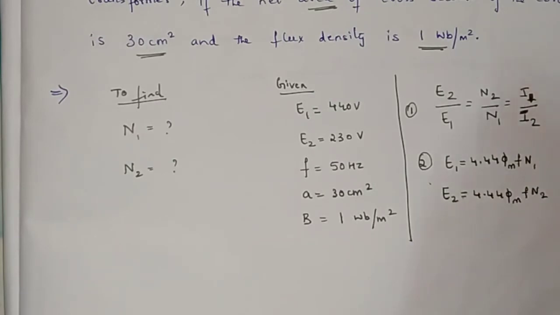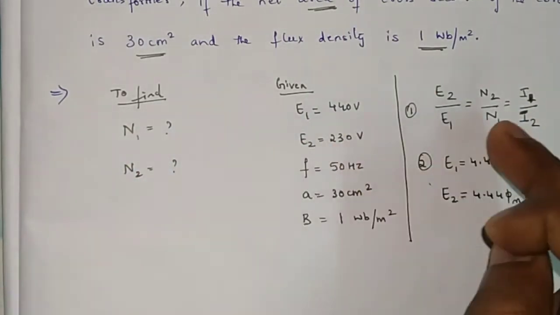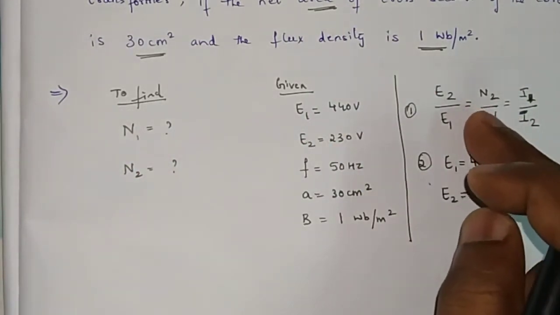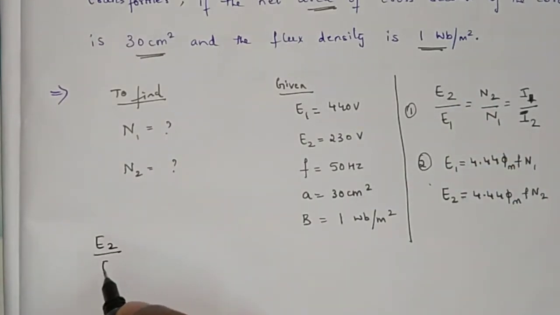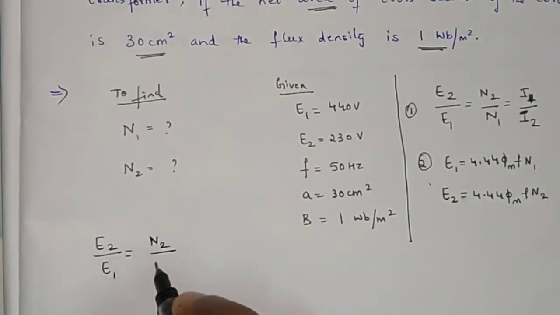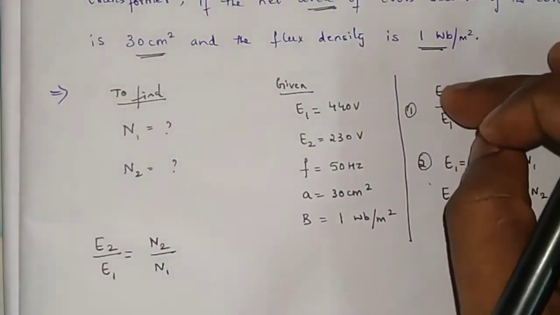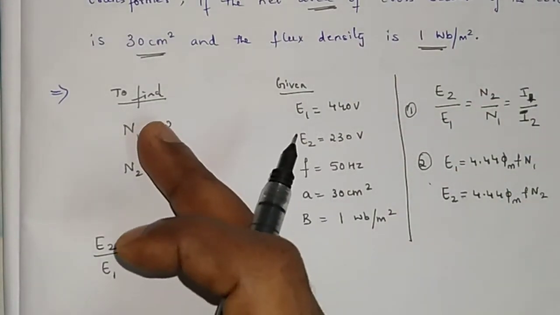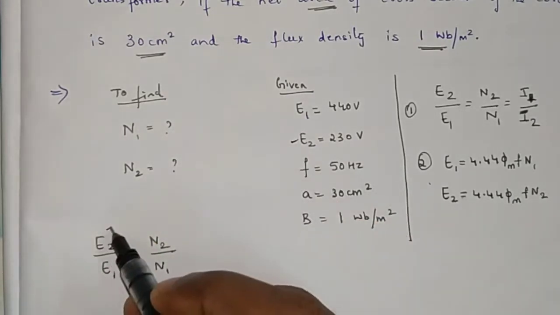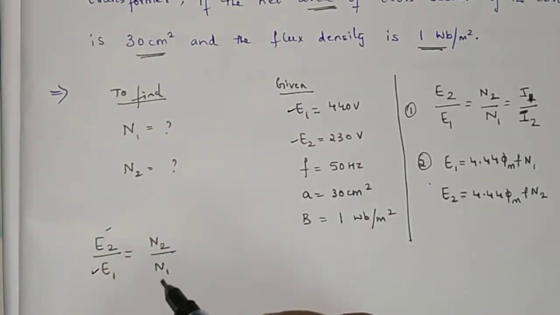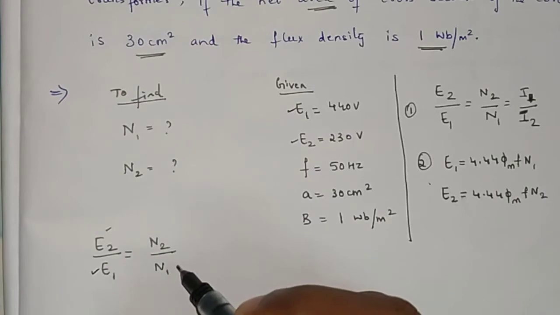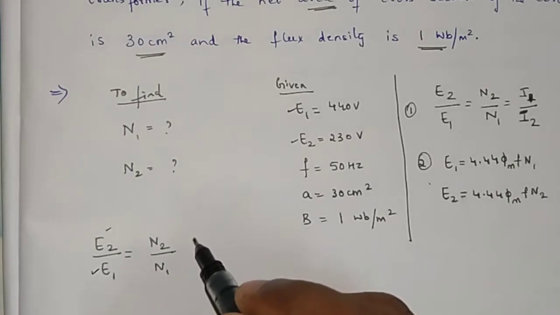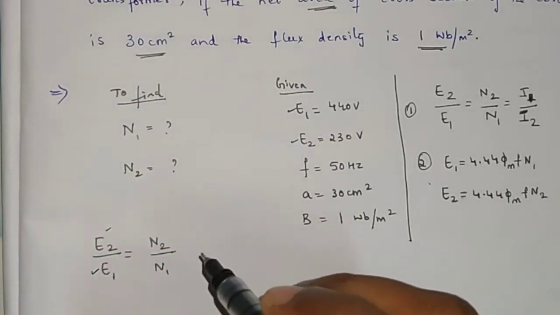Now we'll see which formula to be used to find the number of turns. Now you can see the ratio formula. If I want to write this formula, E2 divided by E1 is equal to N2 divided by N1. I will take the ratio between induced EMF and number of turns. Now can I use this formula to find the number of turns? You can just see E2 is given. Induced EMF in the primary winding, E1, is also given, but N2 and N1 are not given. So therefore I cannot use this formula at this moment.